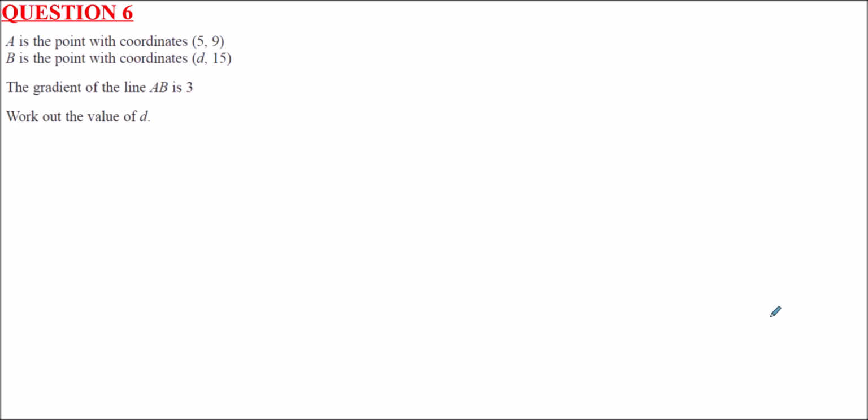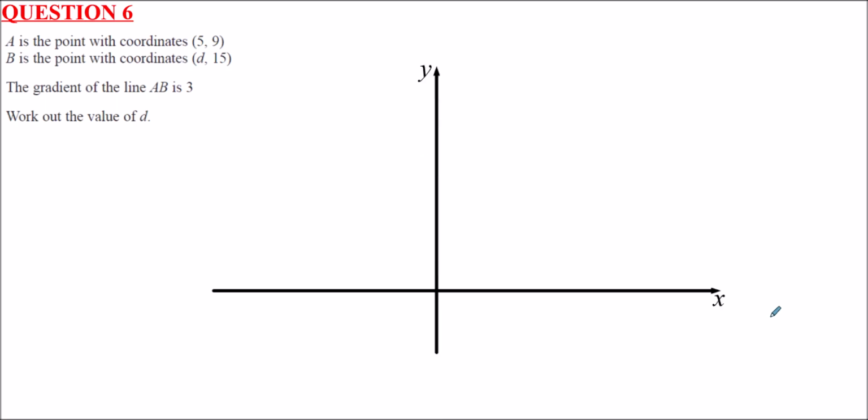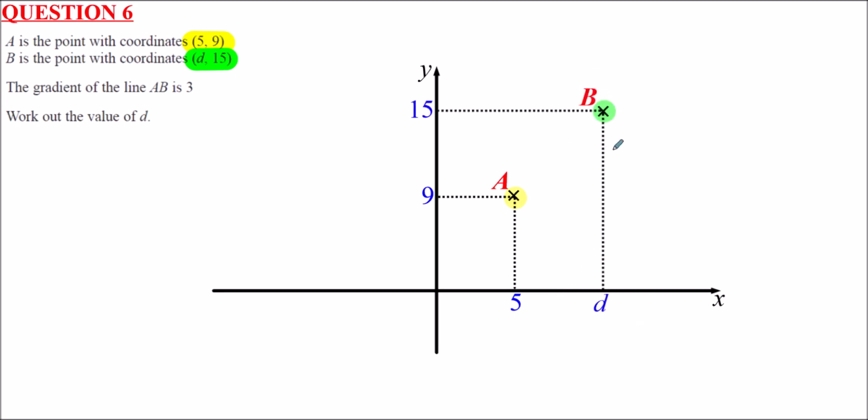So for coordinates, you're going to need two axes, an X and a Y. Now A is (5, 9), so it's 5 along and 9 up. You can sketch roughly where A is going to be. So 5 along, 9 up, that's A. Next, for point B, we don't really know where this D is, so I'm going to guess it's somewhere along here. But 15 is much further up than 9, so I'm going to put B somewhere around here. So B is D along and 15 up.